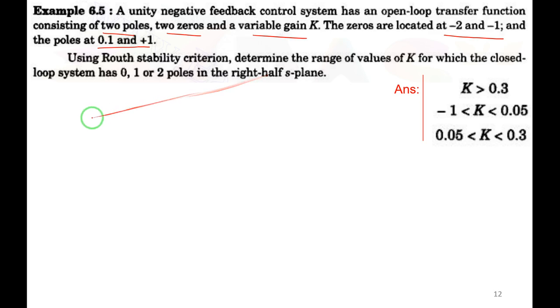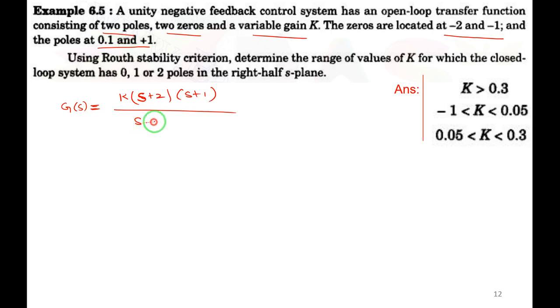Yes, they have not given the open loop transfer function. We have to construct it here. They are telling us the zeros are located at minus 2 and minus 1, which means in the numerator I will get s plus 2 into s plus 1, and the variable gain k will also come in the numerator. Equate the numerator to 0 and I get s equal to minus 2 and s equal to minus 1; these are the zeros. The numerator gives me the zeros, right? So we have to frame the open loop transfer function here.